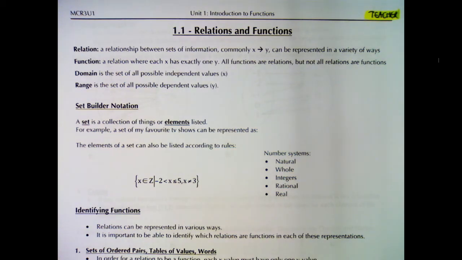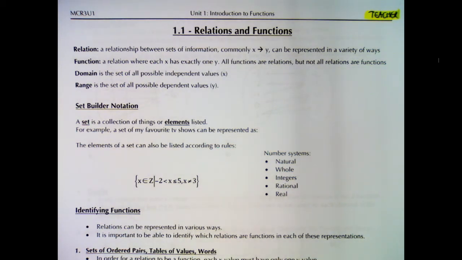And then second, we're going to look at domain and range. Domain is just a way to describe the set of all the possible values of X. And range is a way to describe the set of all the possible values of Y. X being the independent variable and Y being the dependent variable. All right, so let's get started here with set builder notation.